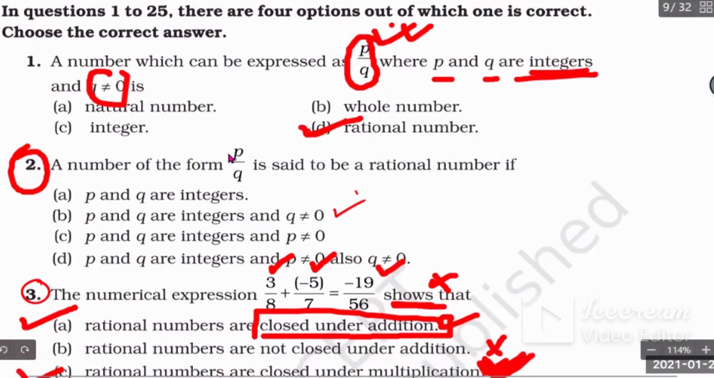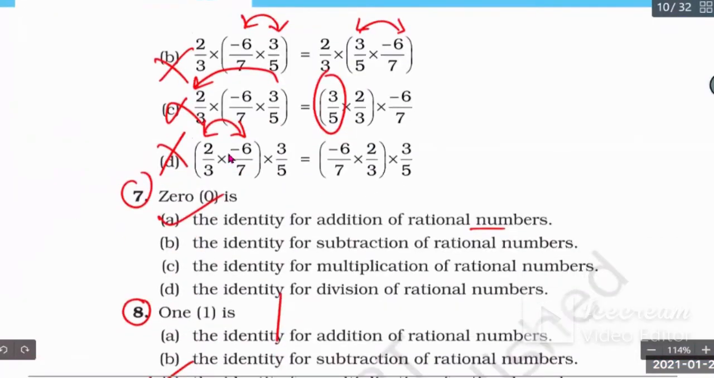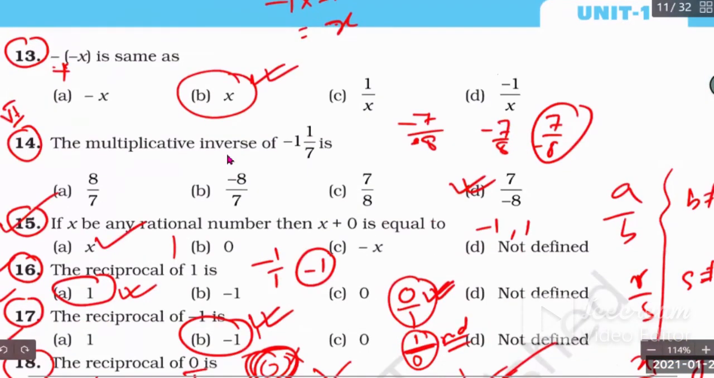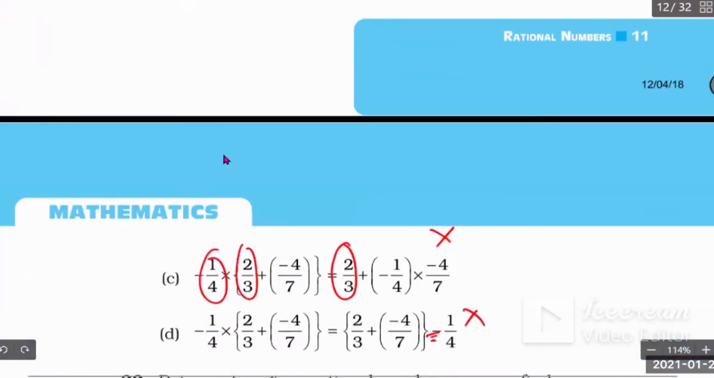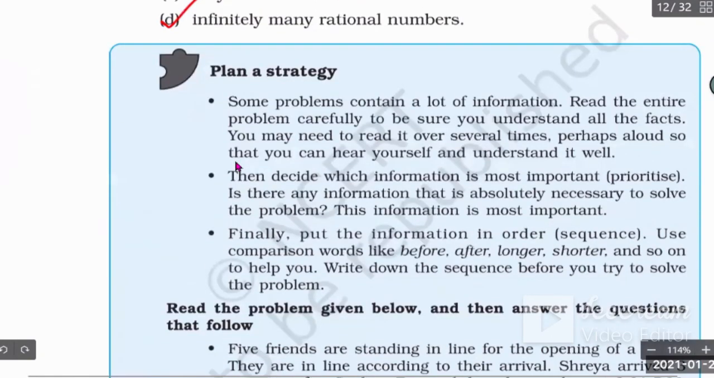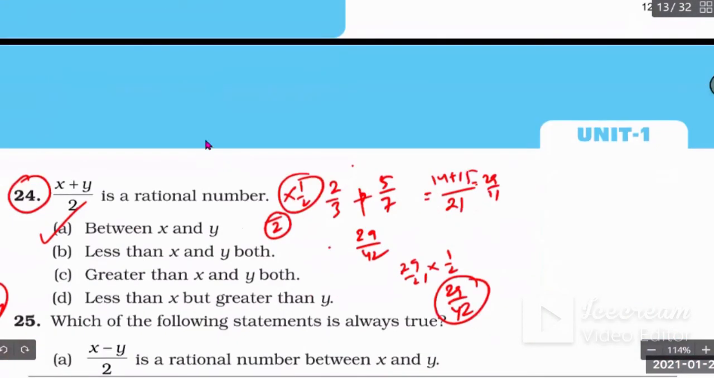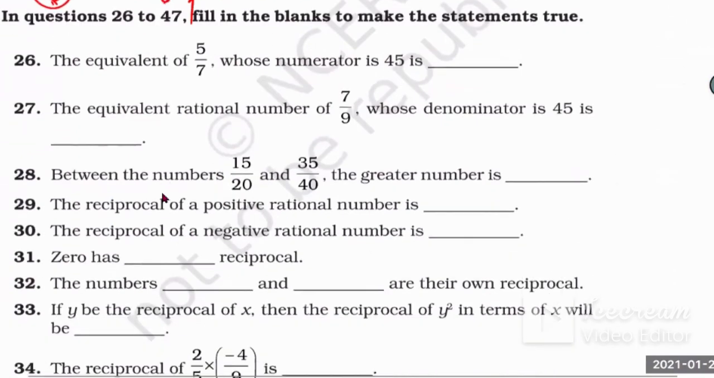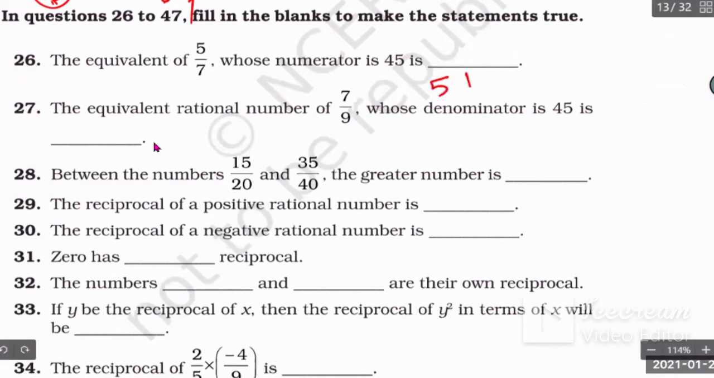Sir, every number in this universe is an integer. No. Every number has been divided into two types, rational and irrational. They are subdivided into natural, whole, integers. Every number other than an irrational number is a rational number. So can we say that all numbers are rational? Not all. Sir, 5 under square root is an irrational number.